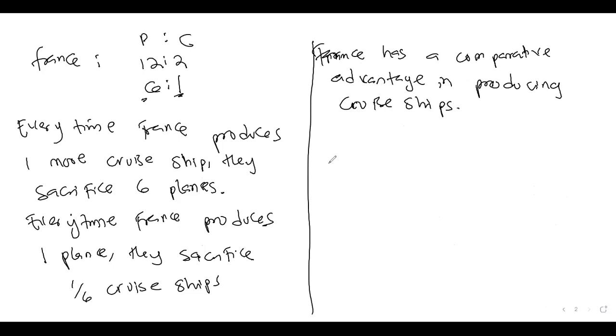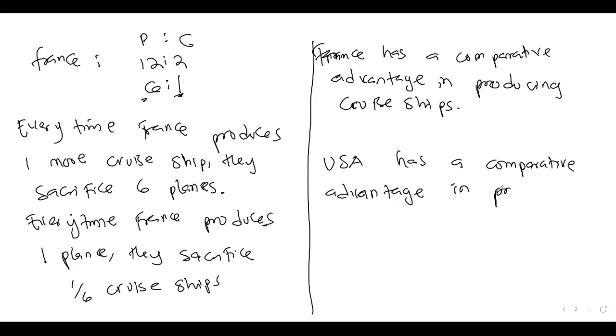So here, what it means is that USA has a comparative advantage in producing planes, all right? In producing planes. So that is C. That is what the question is looking for in point C.